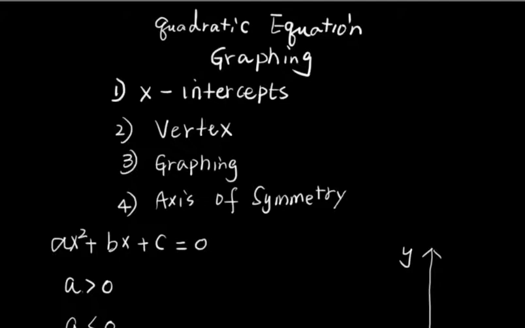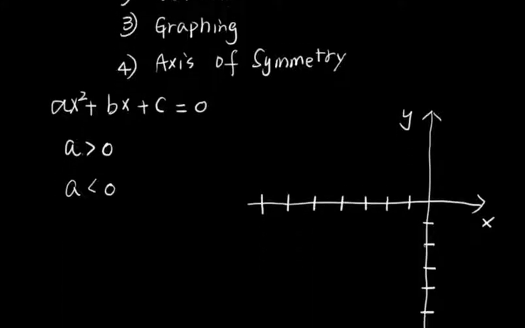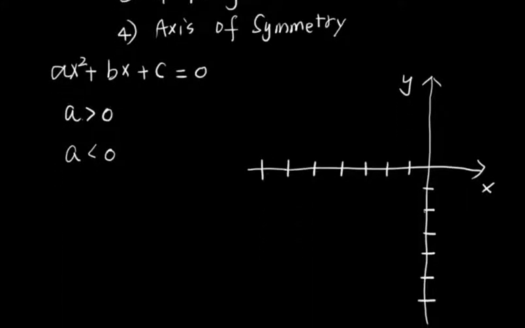Let's begin. If we have ax squared plus bx plus c equal to 0, which is a quadratic equation. If the first coefficient, the number a, is bigger than 0, then the graph will be going up. If a is less than 0, then the graph will be going down. Then let's look at one of the examples here.